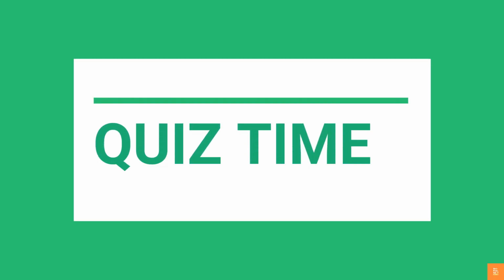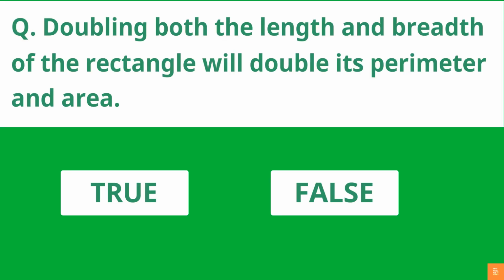Okay, here is a quiz for you. Look at the rectangle on the screen. Its length is 10 units and breadth is 5 units. Doubling both the length and breadth of the rectangle will double its perimeter and area. Options are true or false. Your answer may be true or false. Don't worry, I assure you by the end of this video, you will get the concepts of perimeter and area right.